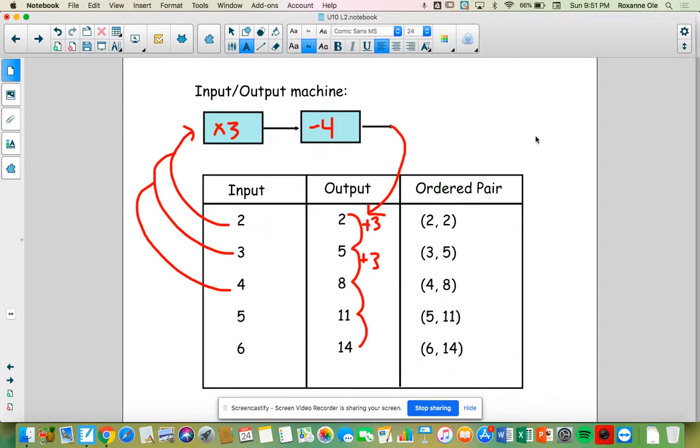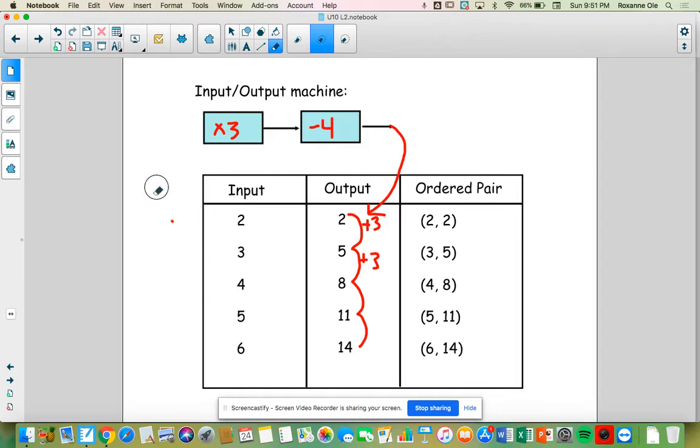So that's what you do if they are asking you to fill out the input-output machine. This is how you figure it out. First thing you do is see if you notice a pattern in the output. If you do, it gives you a clue up here. And then you go back to the original. You try it. 2 times 3. Figure out what else you have to do to get this proper output.